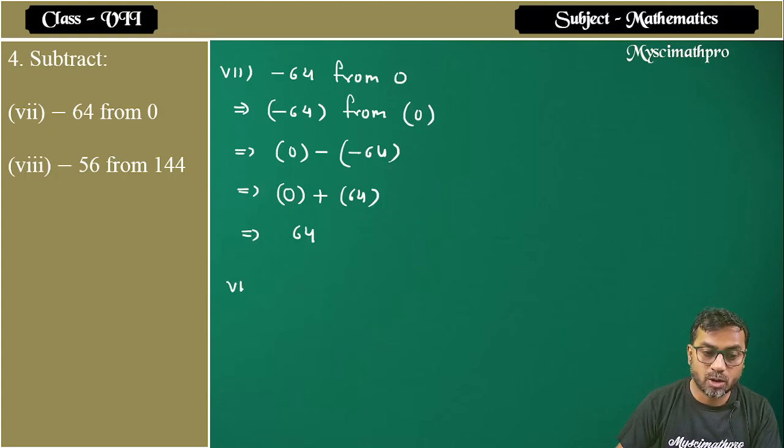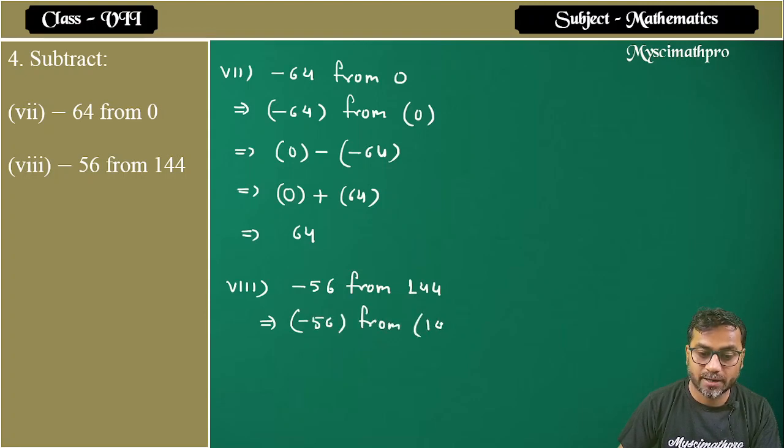Now let's solve question number 8. The question number 8 is minus 56 from 144. So according to method, we write minus 56 from 144. Then first we write 144, put the minus sign, and then write minus 56. We write 144 as it is.